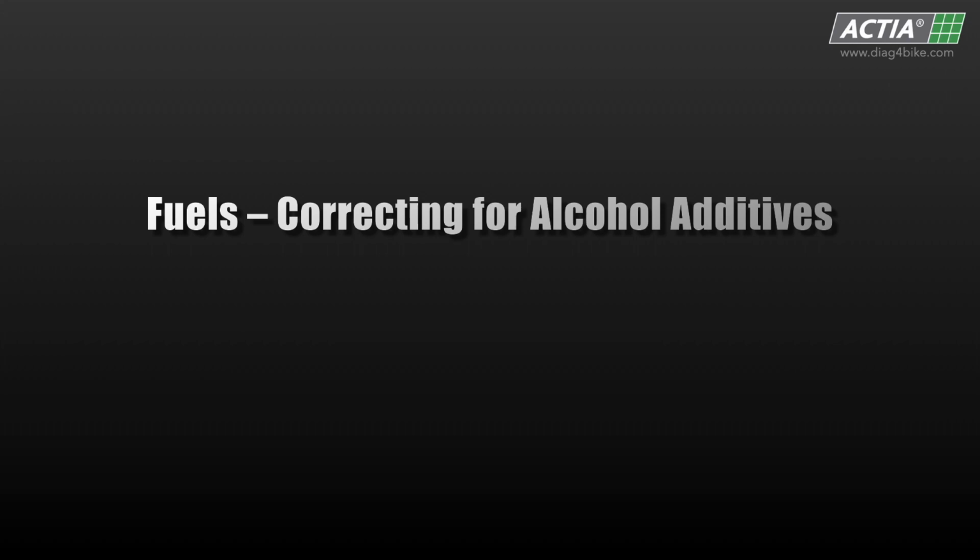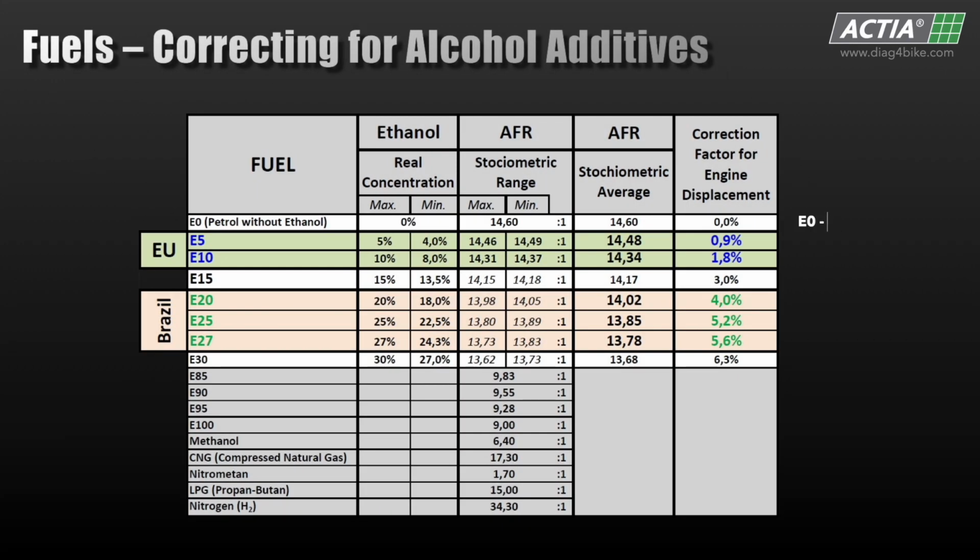So far, we have presented AFR of 14.6 as a stoichiometric ratio. This ratio applies to our average gasoline without a major addition of alcohol. The present table shows how the stoichiometric ratio changes based on alcohol content. The effect is significant in E5 fuels. Similarly, the effect is borderline negligible in E10 fuels. But for fuels with E15 and above, making adjustments is more than advisable.